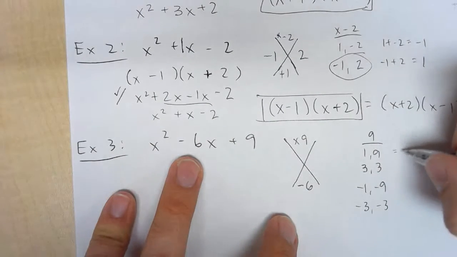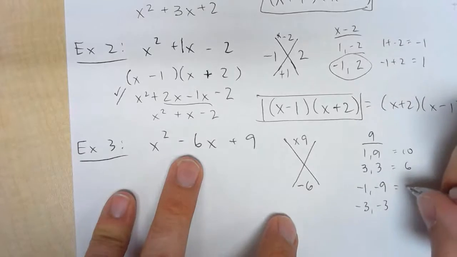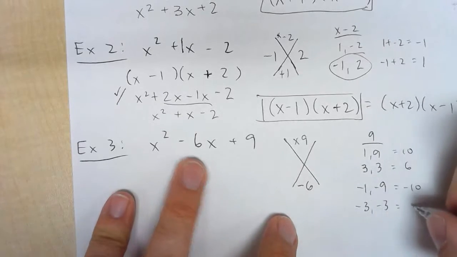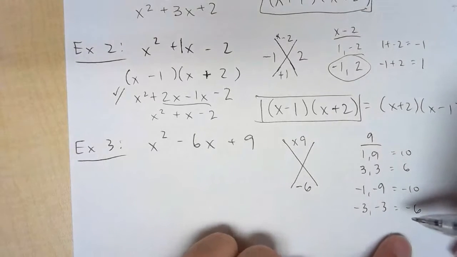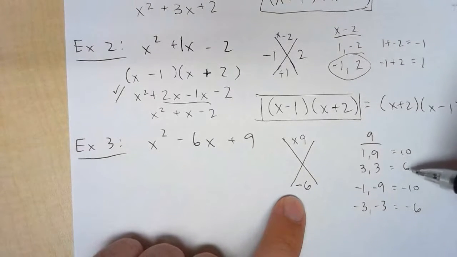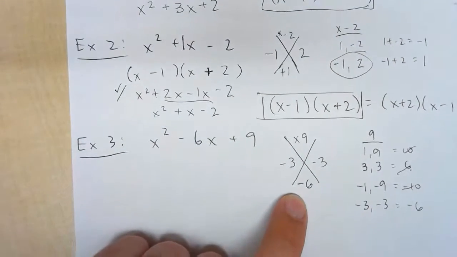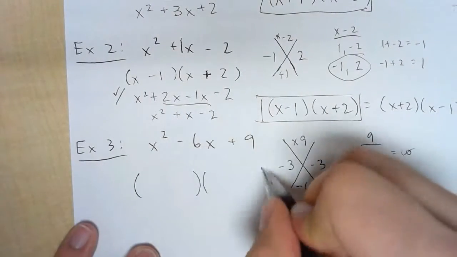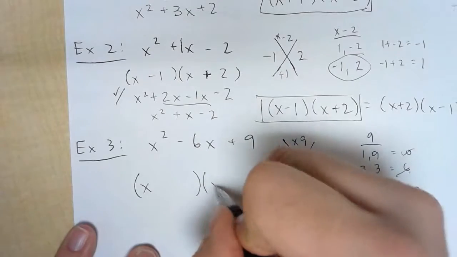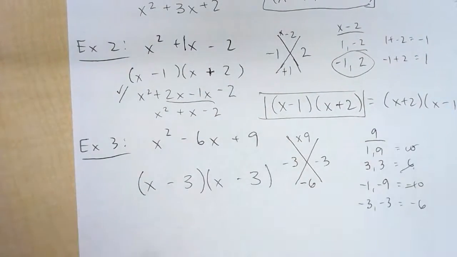So 1 plus 9 equals 10. 3 plus 3 is 6. -1 and -9 is -10. And -3 and -3 is -6. I want these to add to be -6, so not +6, and the 10s are definitely not working, so it looks like -3 and -3 is what I'm writing to the sides of my x, which says that, okay, we're making our parentheses, x squared is x times x. We copy over our -3 and our -3.